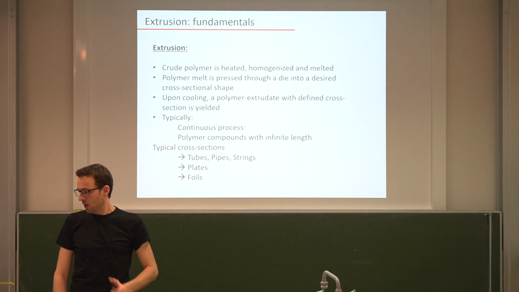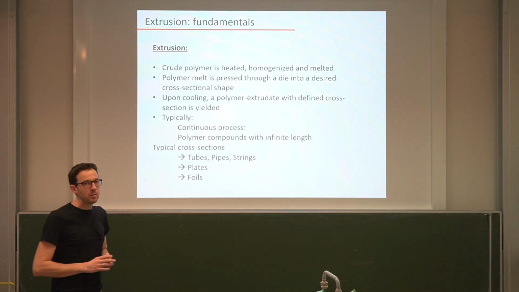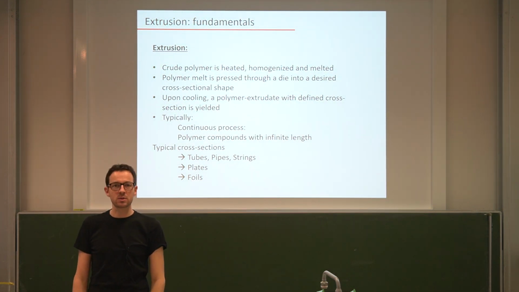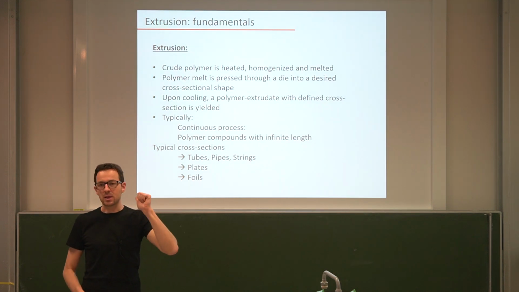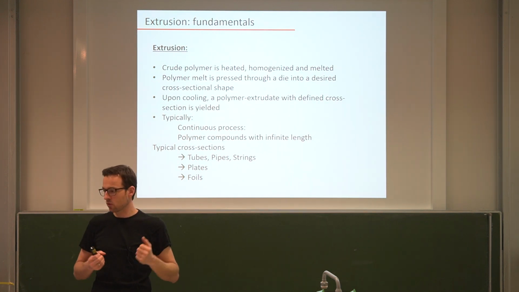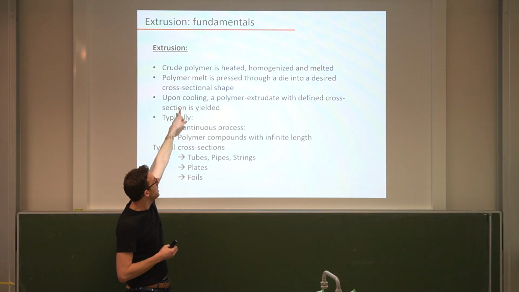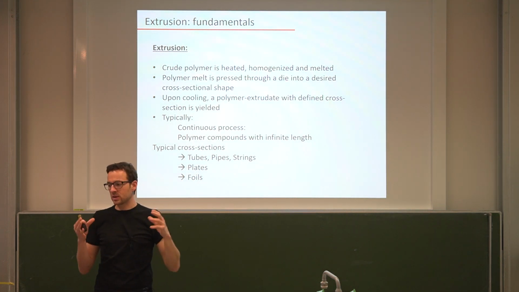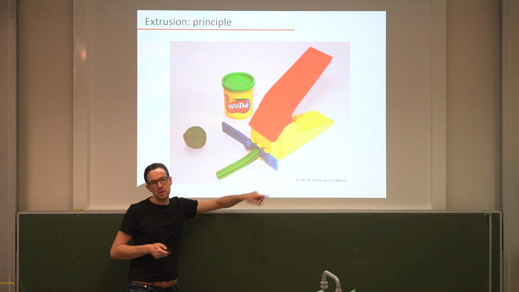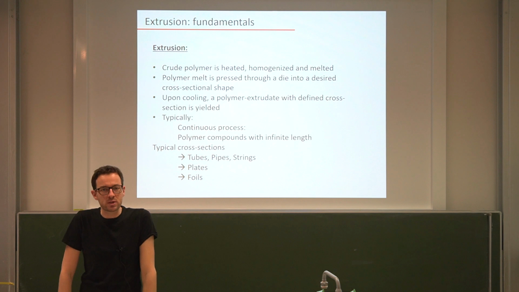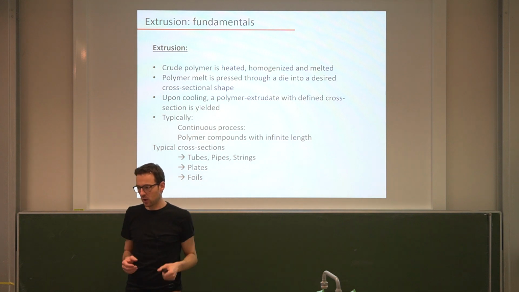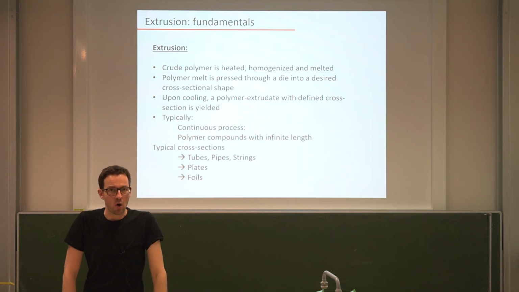Okay, so again, in a bit more detail, the fundamentals of extrusion is we have a crude polymer. This is something we can either make ourselves or we buy it from a company. And this is heated and then homogenized and finally melted within this extruder or the extrusion machine. And this polymer melt is then pressed through a die with a desired cross-sectional shape. That's exactly what this Play-Doh machine also does. And then once it comes out, the polymer starts cooling, and this polymer extrudate then obtains a defined cross-section that is given by the cross-sectional shape of the die.